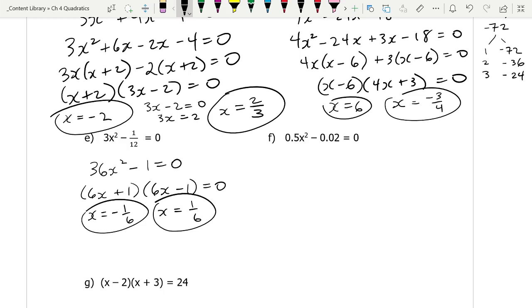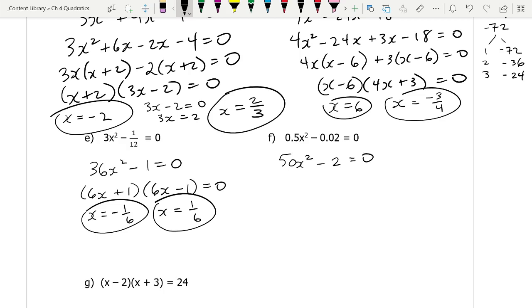Do you really want to work with those decimals? I want to work with those decimals about as much as I wanted to work with this 12th. Kill it. Kill it with fire. What could you times that equation by that would make the decimals go away? How about you times both sides of the equation by 100? 100 makes that 50x squared. 100 makes this 2. And 100 times 0 is still 0 last time I checked.